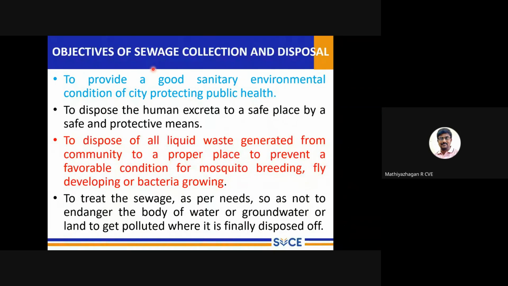Therefore, the liquid waste generated from our community is properly disposed of, and we should treat it to achieve the disposal standards based on the disposal facility developed by the BIS. Based on the disposal facility, whether a river or a lake or any other groundwater recharge, we have different standards. So based on the standards, we have to treat before disposing of it.